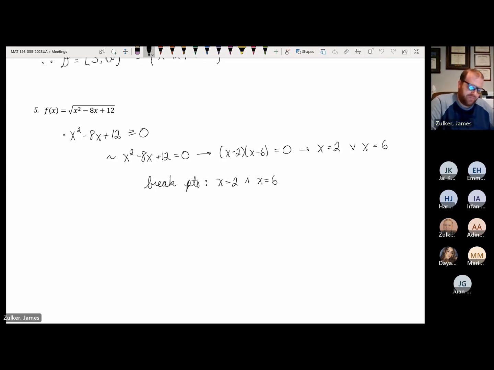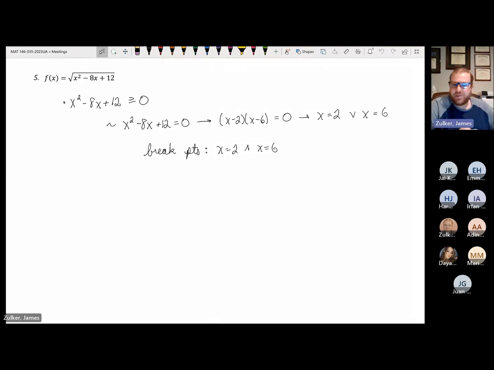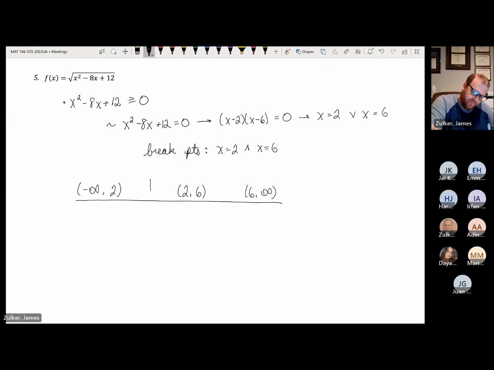What we do now is set up intervals. So we take the set of real numbers and we break it at the breakpoints. The first breakpoint was 2. The second breakpoint was 6. Now go back and look at the expression again, x squared minus 8x plus 12. It'd be easier to actually look at its factored form over here.